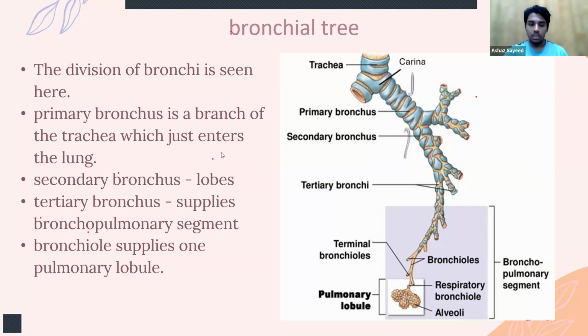Just know this. The primary bronchus supplies the entire sac. So we have two sacs. One primary bronchus supplies the entire sac. When it goes inside, it divides into secondary bronchi, which supply, say on the left side, two lobes. In one sac, we have two lobes. So now we have two secondary bronchi supplying each of these two lobes. And then we have eight bronchopulmonary segments, so we have eight tertiary bronchi supplying each bronchopulmonary segment, and so on.